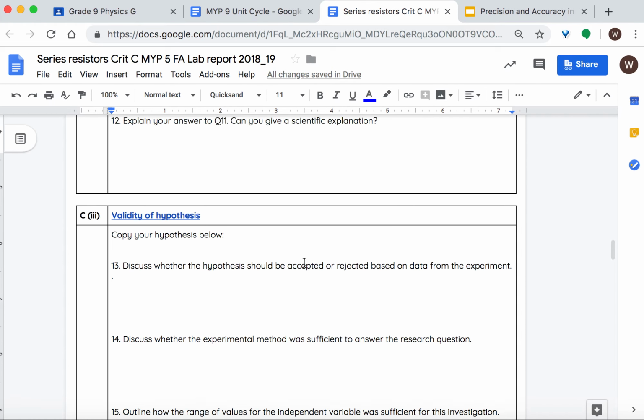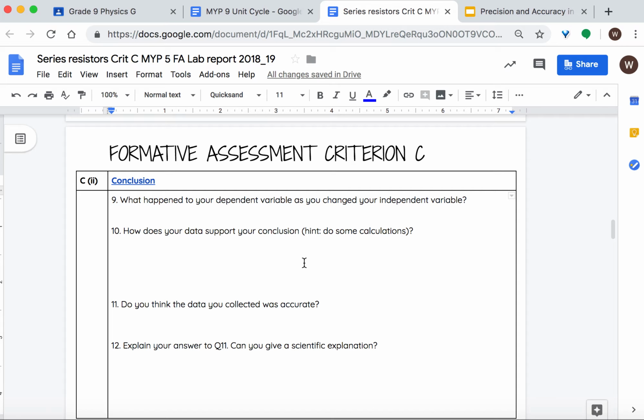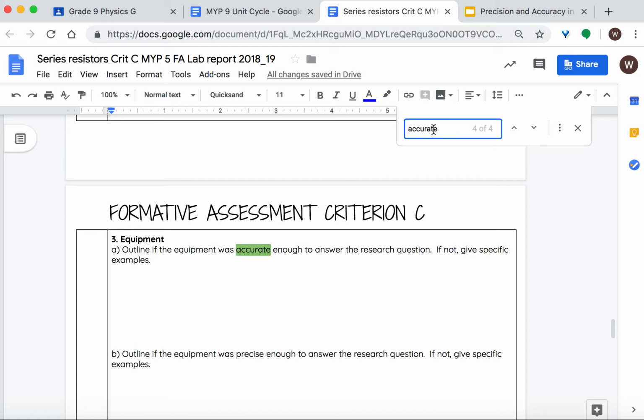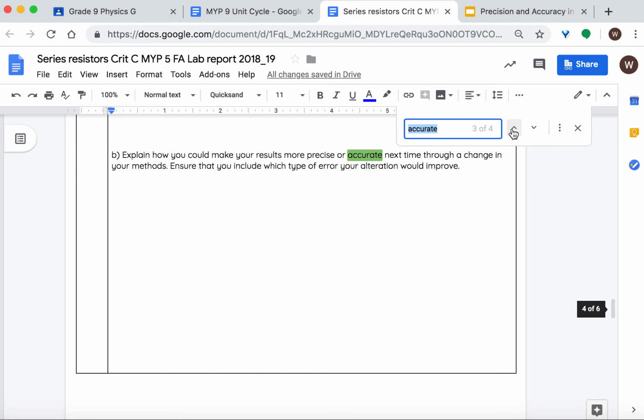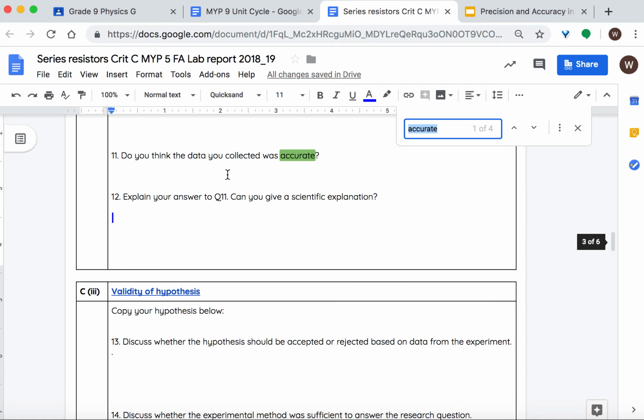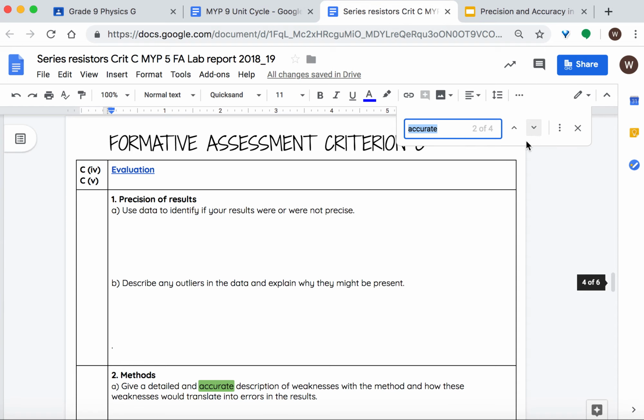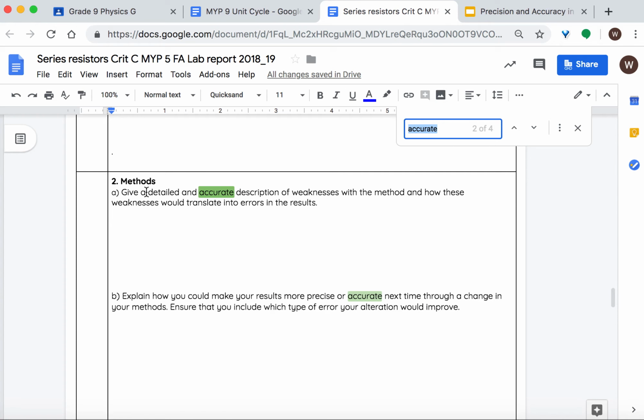Moving on, is there anything else for data? Well, I can press Command F if I've got my Mac, or Control F if I've got my PC, and it says find in document. I can just start searching "accurate." It pops up 4 times. I see it one time right here: do you think the data you collected was accurate? I already answered that. Moving on. Methods: give a detailed and accurate description. They're just using this as a term to express your description. Okay, that's fine.